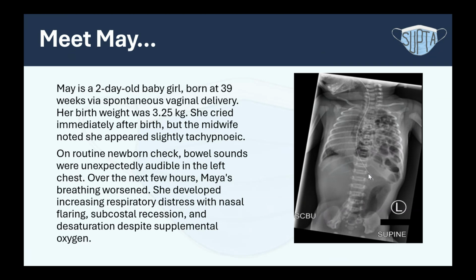Upon auscultation, you were able to hear bowel sounds on the left side of the chest. Her breathing was worse, and then she started to develop respiratory distress. The baby also seemed to be using a lot of her accessory muscles while breathing. Let's take an X-ray to see what's going on. And what you see on the right side of your screen is the X-ray. So what condition are we thinking about here?